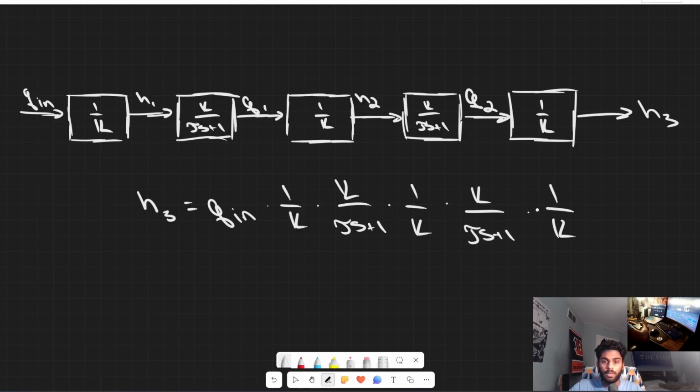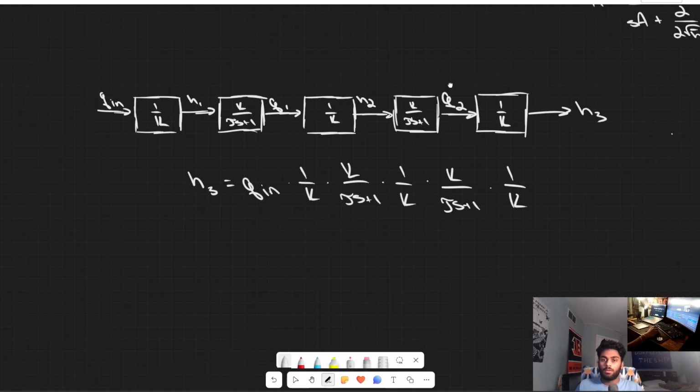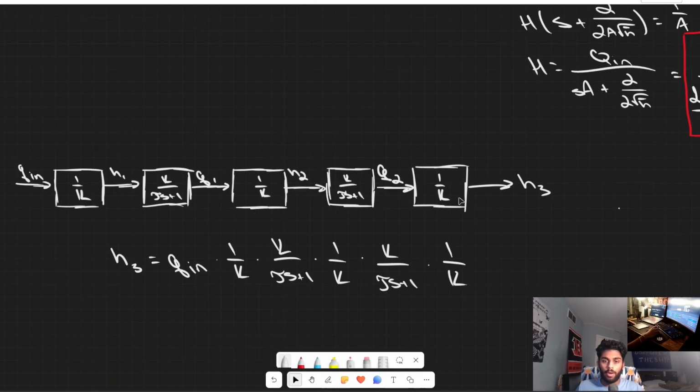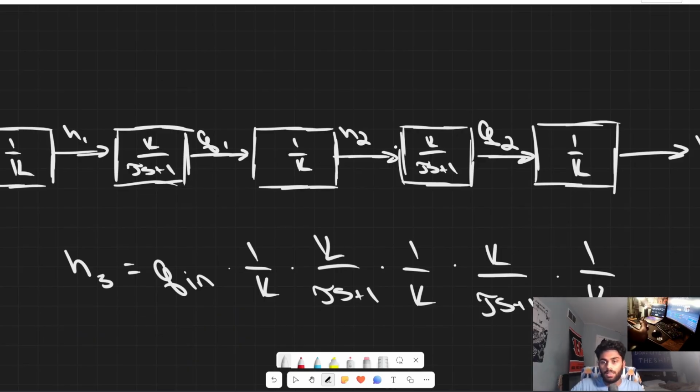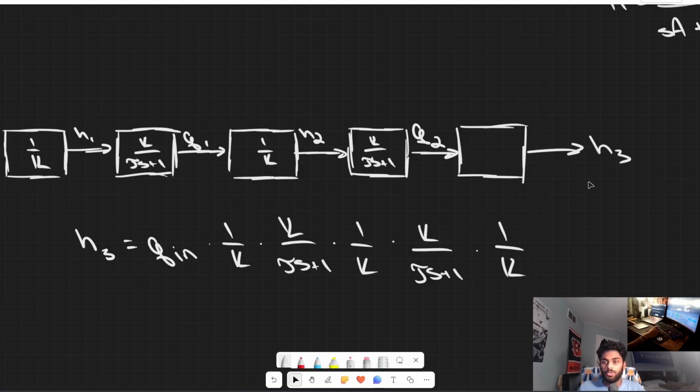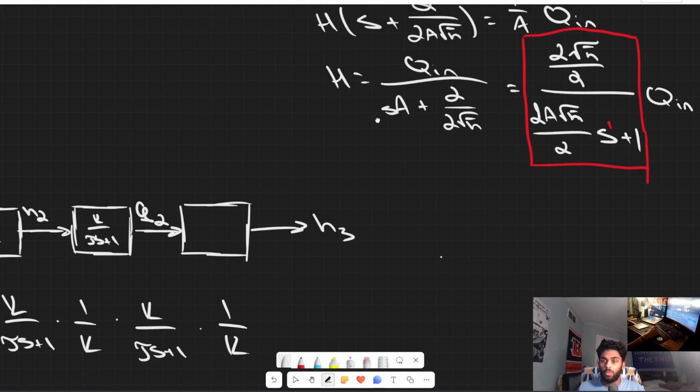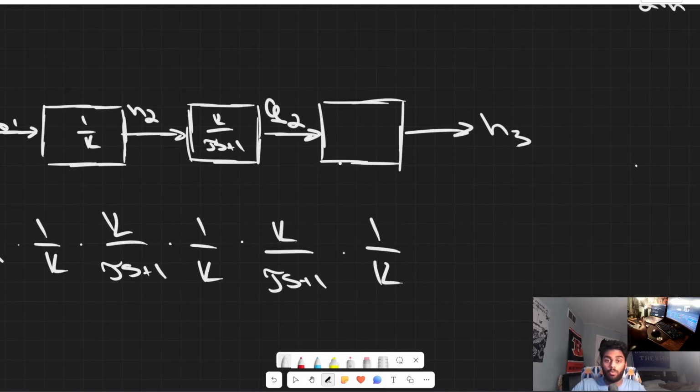1 over k. I feel like I've screwed up somewhere. Oh, all right. These are backwards. I was looking at them in terms of getting from Q to H, but really we should be looking at it the other way. So to get from H to Q, we have K over tau S plus 1. So rather, these are all backwards, unfortunately. To get back from Q to H, it's 1 over K.